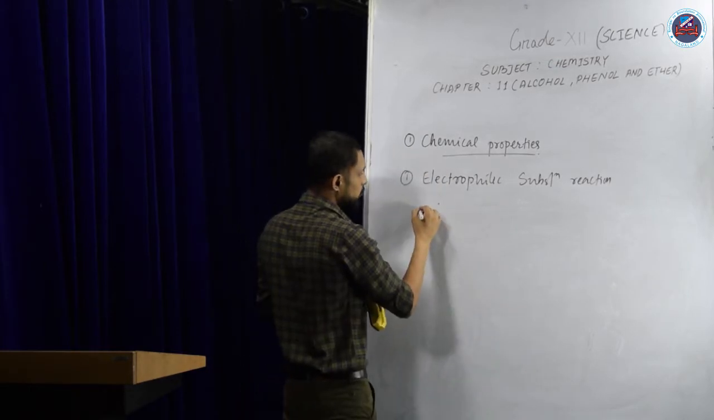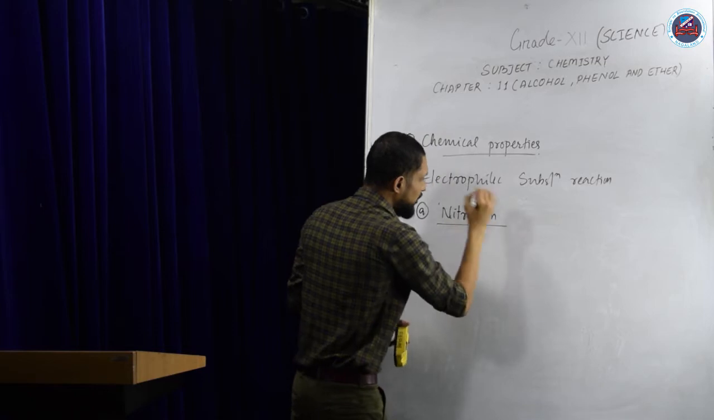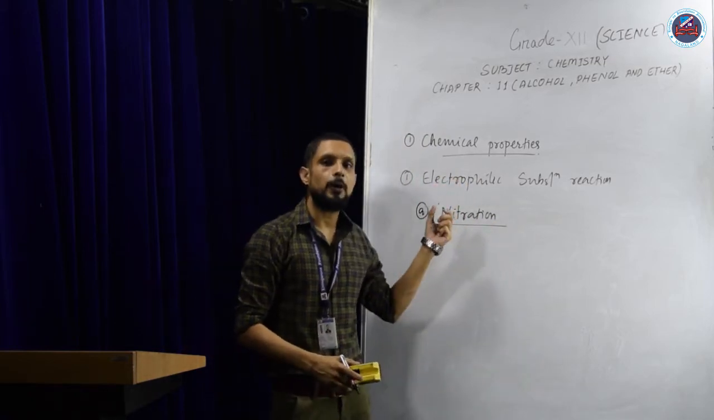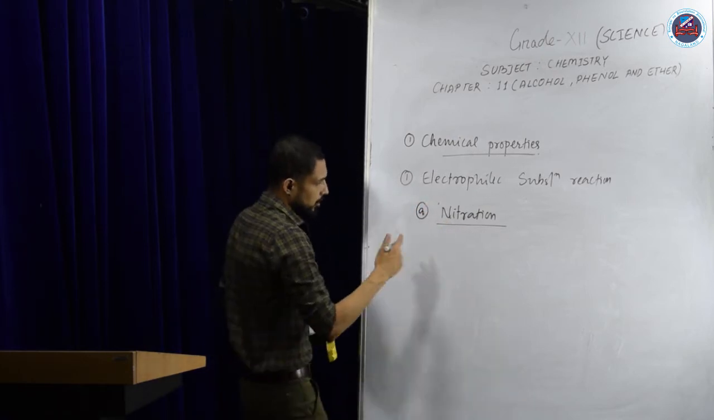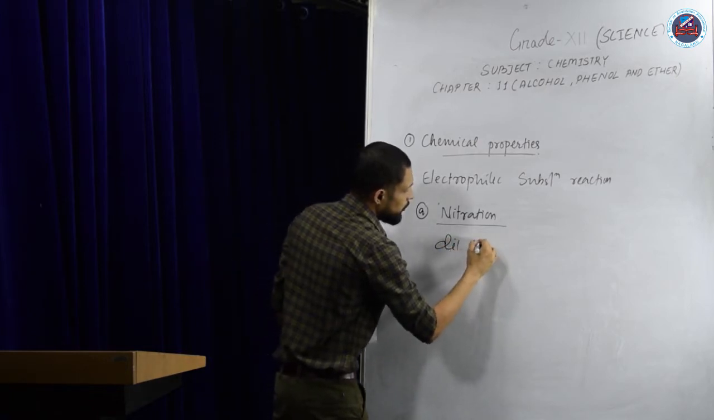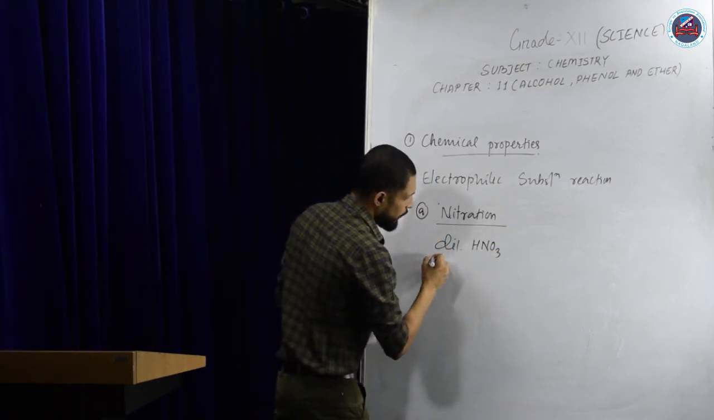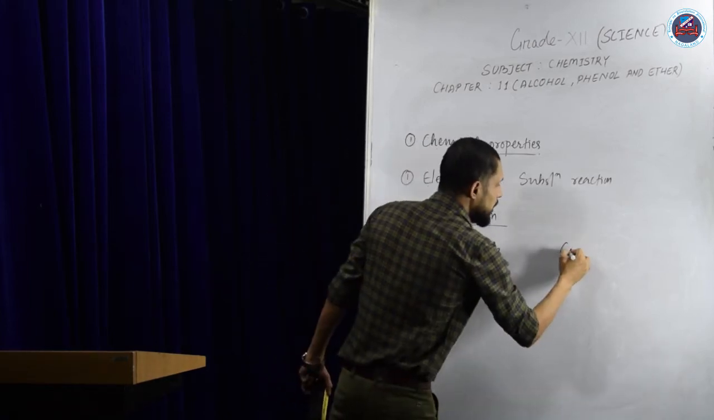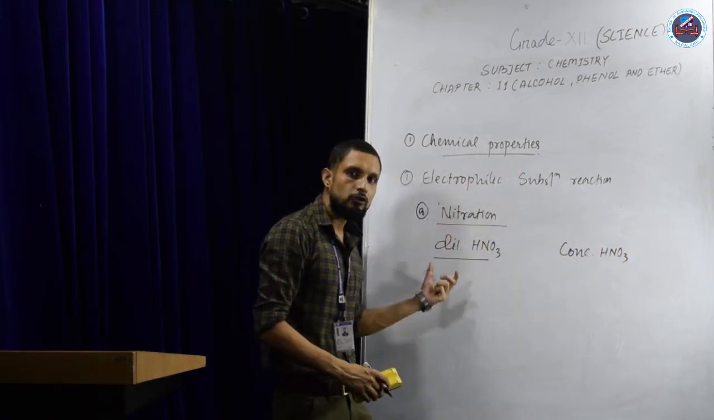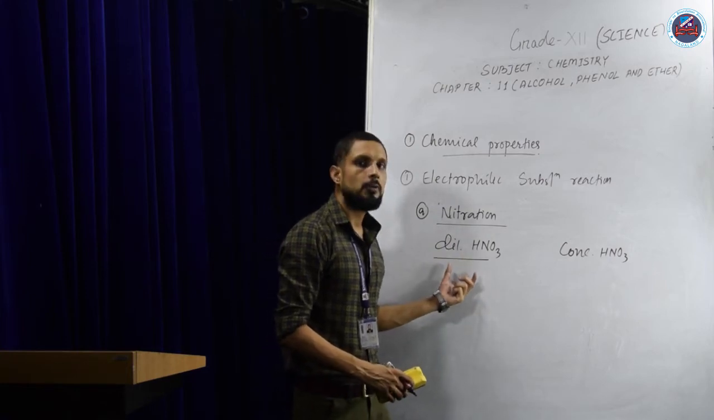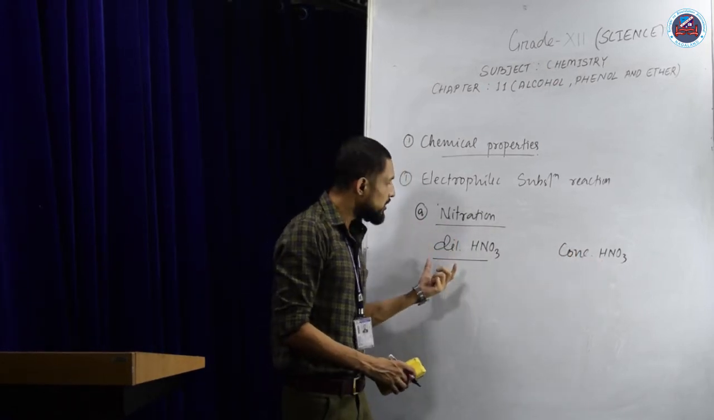So the first electrophilic substitution reaction which we are going to study is nitration. So in nitration, nitro group is substituted at 2, 4 and 6. Depending on the type of nitric acid we use for the reaction, we get different types of products. We can use dilute nitric acid or we can use concentrated nitric acid. The products formed by dilute nitric acid are different from the product formed by concentrated nitric acid. So let us first see the reaction of phenol with dilute nitric acid.